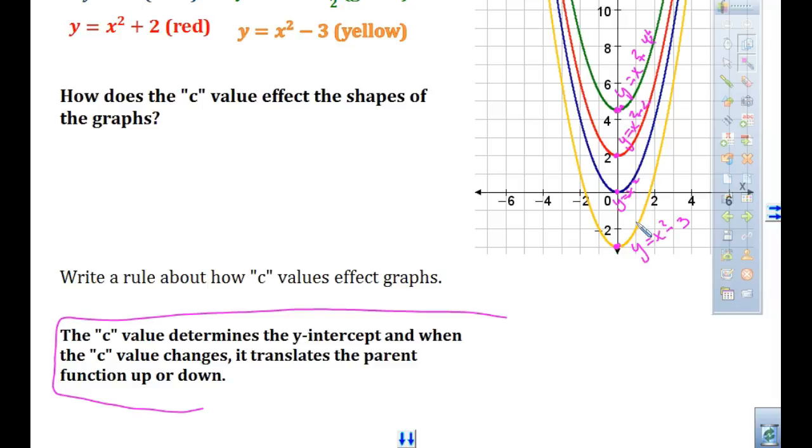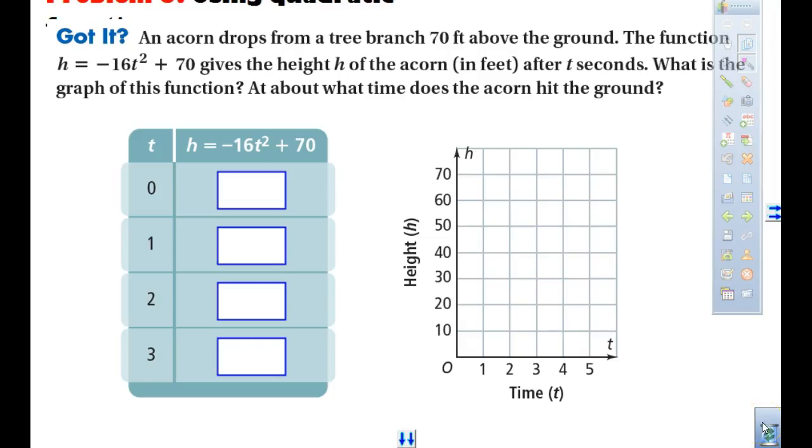Last page of notes. If you turn to the top of the next page, hopefully we'll get you a little bit of a start on that assignment. So you're going to have some of these story problems, and these are kind of the key of what parabolas are and where we use them. It says an acorn drops from a tree branch 70 feet above the ground. The function is negative 16t squared plus 70. It gives us the height h of the acorn in feet after t seconds. So notice t is on your x-axis, on the bottom, time. It says, what is the graph of this function?